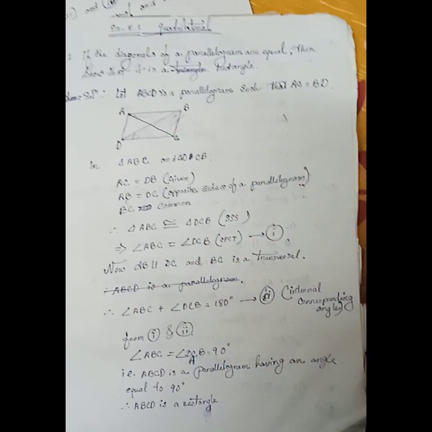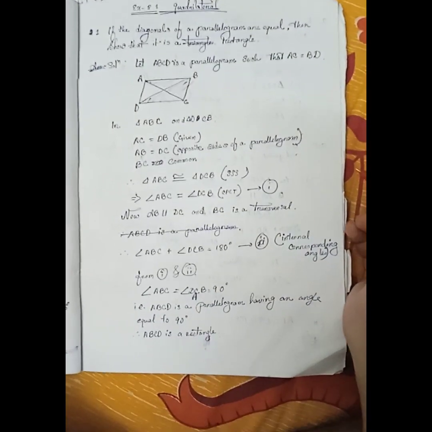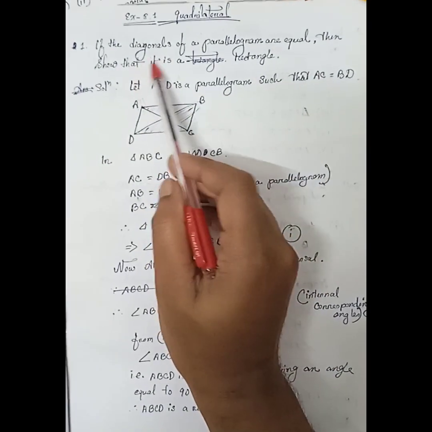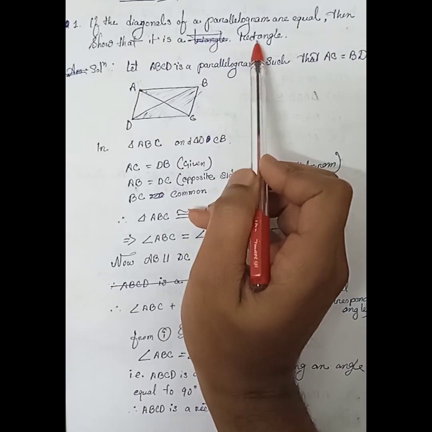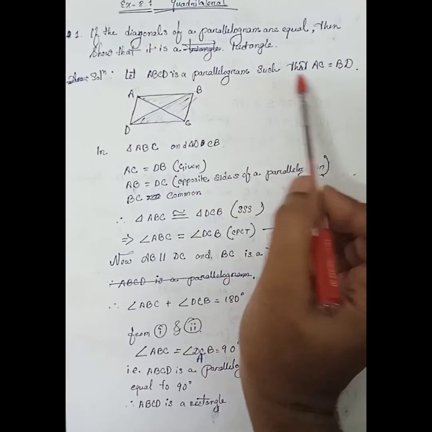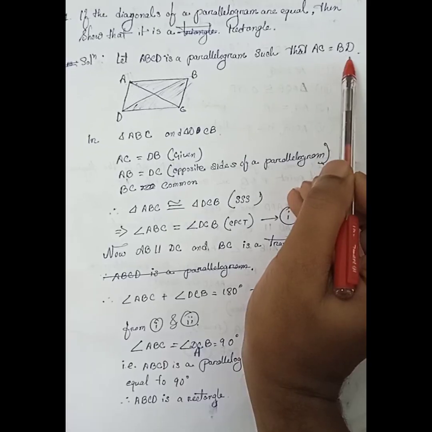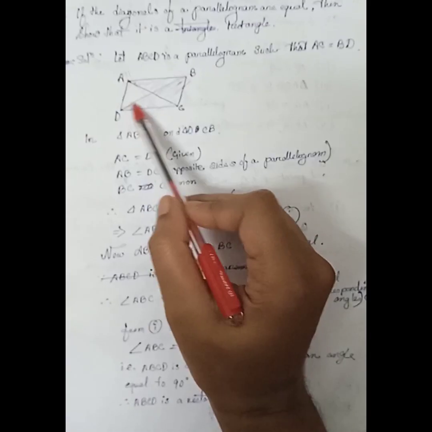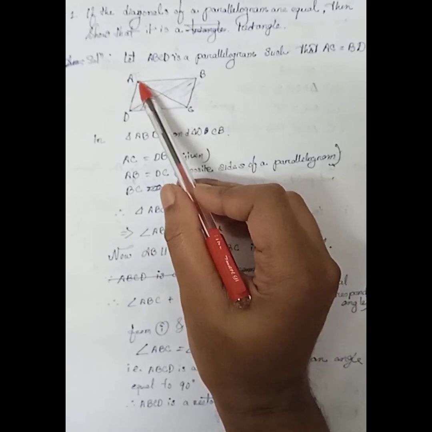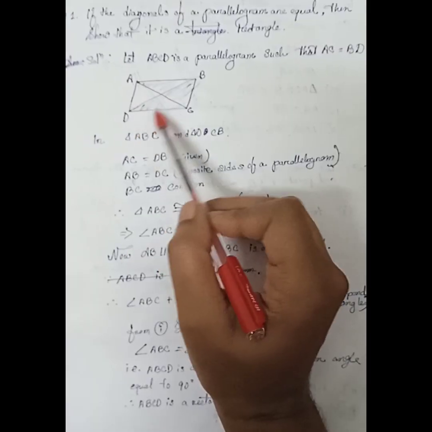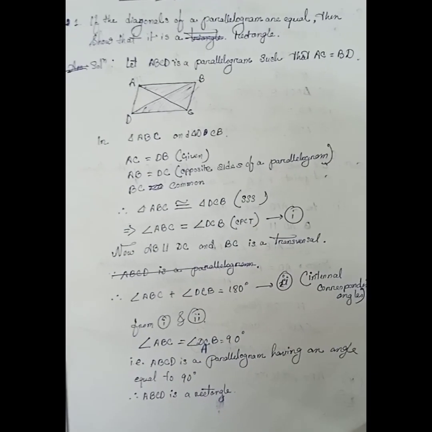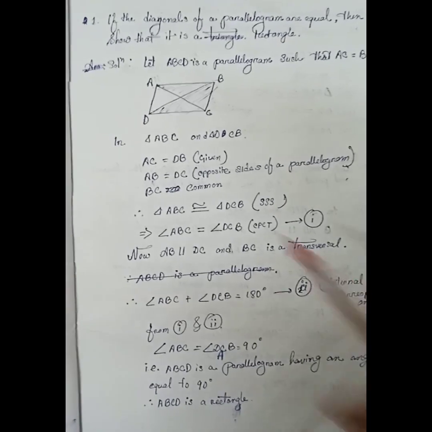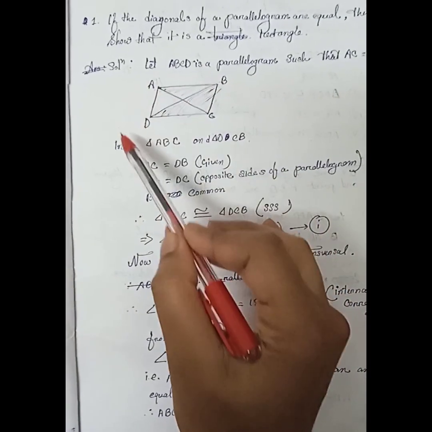Question number 1 of 8.1 says, if the diagonals of a parallelogram are equal, then show that it is a rectangle. In the question, it has been said that the diagonals are equal. So we drew a parallelogram with diagonals AC and BD intersecting each other, both equal. We need to show that this parallelogram is a rectangle.